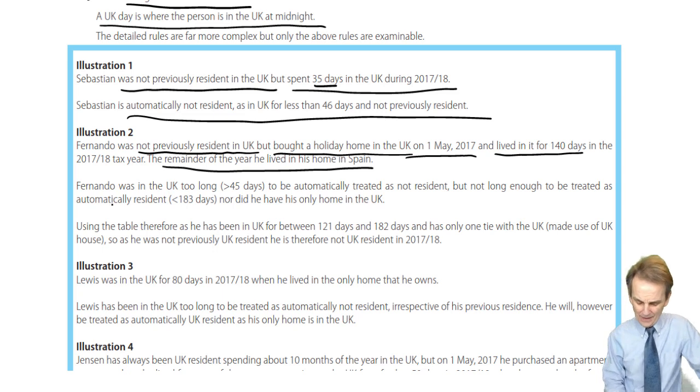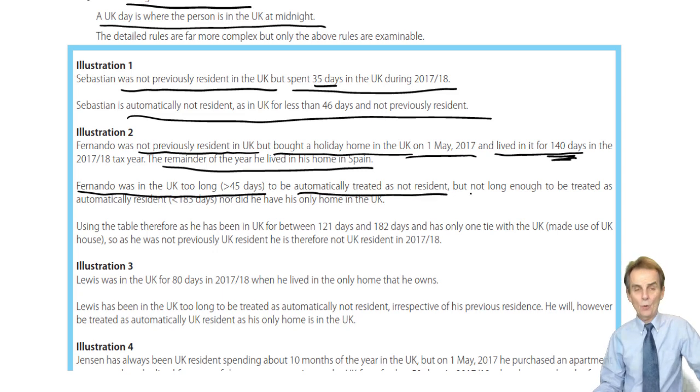So what do we do? Which column? He was not previously resident. So has he been in the UK for less than 46 days? No, Fernando was in the UK too long, more than 45 days. Lived in that house for 140 days there. So in which case, too long to be automatically treated as not resident. So we don't get the automatic non-UK resident status.